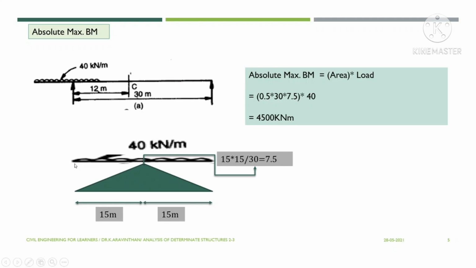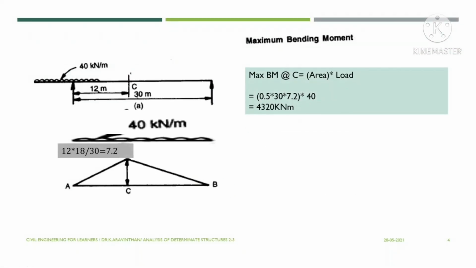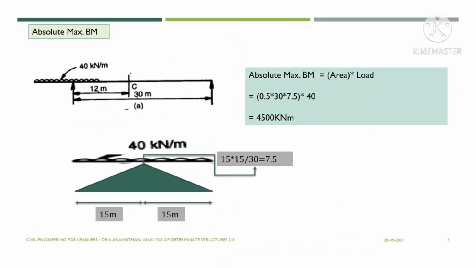Then you have to place the load. The load will act throughout the span and it has an intensity of 40. Now if I apply the formula, area into load, to find the absolute maximum bending moment, it is half into breadth, which is 30, and height, which is 7.5, into load, which is 40. If you multiply this, you will get 4500 kilonewton meter. Note that the maximum bending moment is 4320 kilonewton meter and the absolute maximum bending moment is 4500 kilonewton meter.